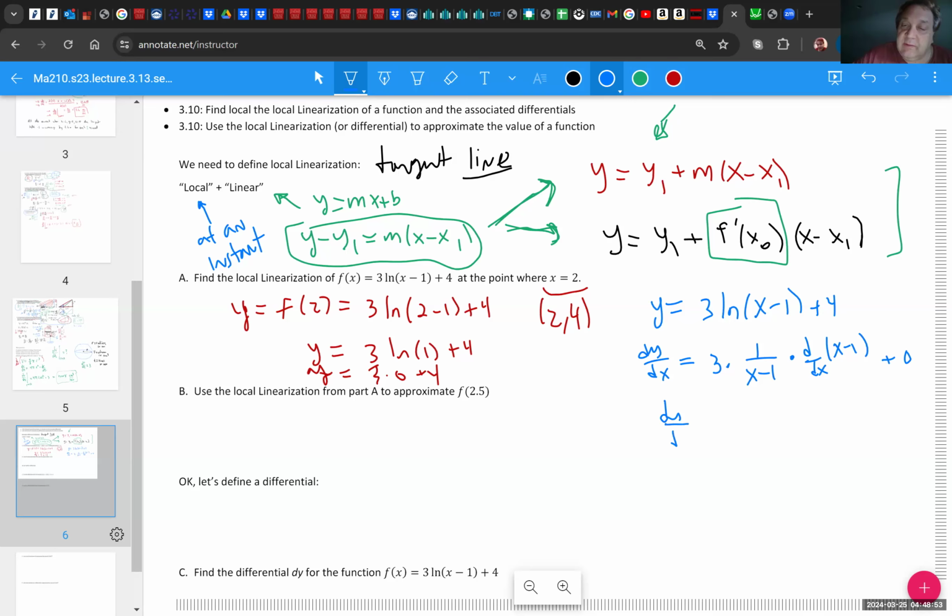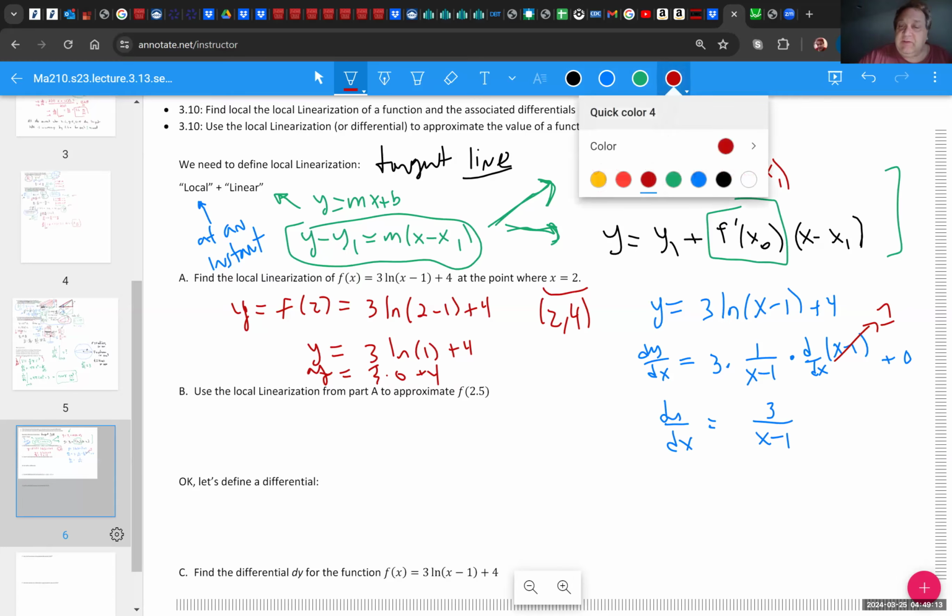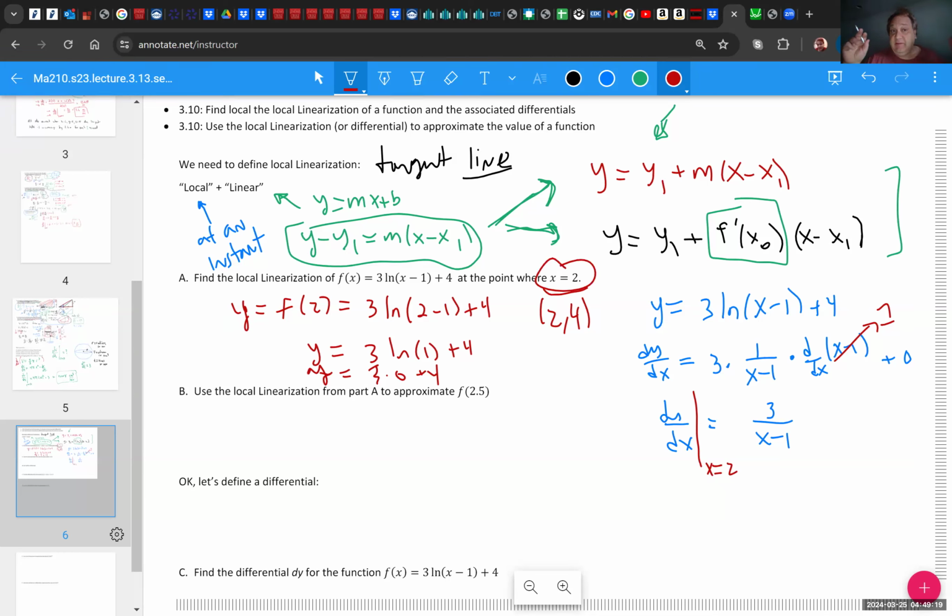dy/dx is equal to, well, the derivative of x minus 1 is just 1, so this is going to be 3 over x minus 1. This whole part is just 1. And I'm just going to plug in a value to find a specific slope, not just all possible slopes at any value of x. I'm looking at the particular slope at x equals 2. Remember, that's the x value. That's our instant. That's our local place that we're looking for. So at the moment when x equals 2, I get 3 over 2 minus 1, which is 3. So I have a slope value of 3, and I have a point of (2, 4).